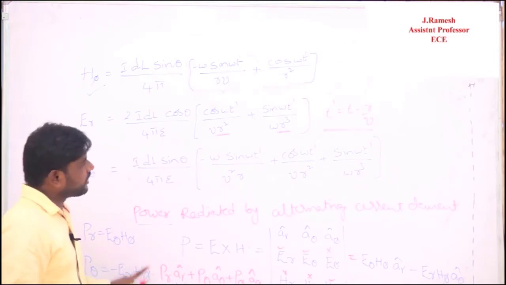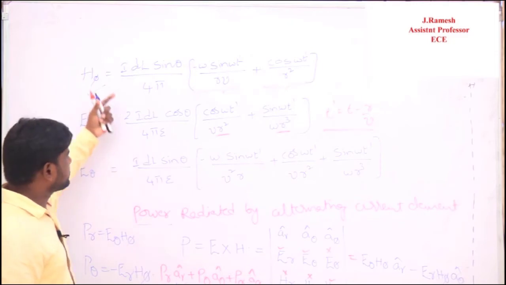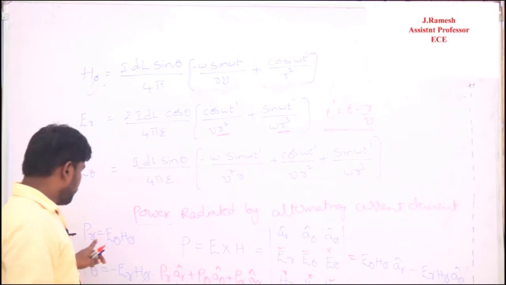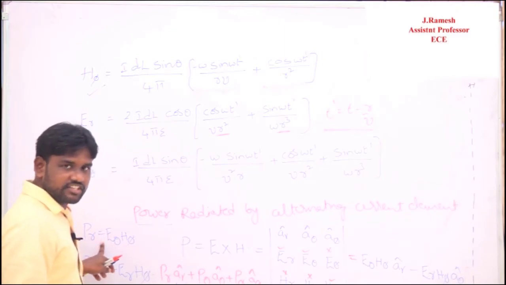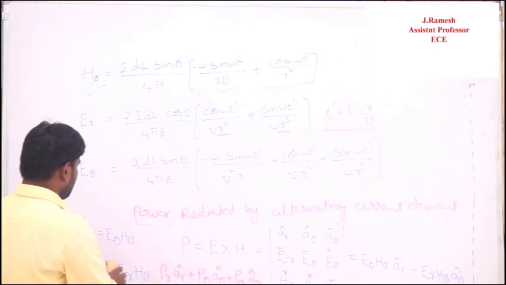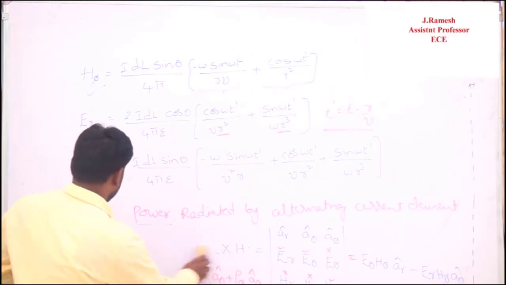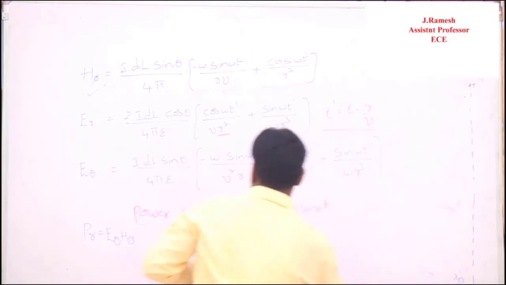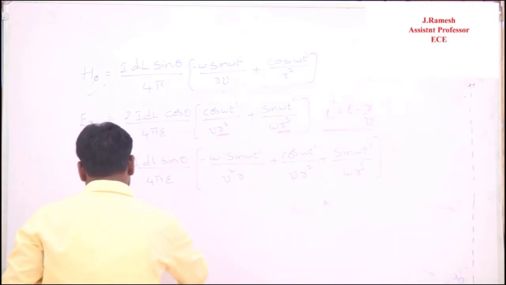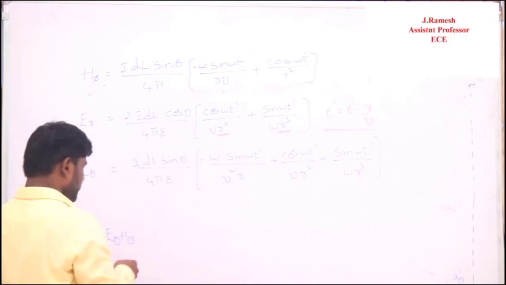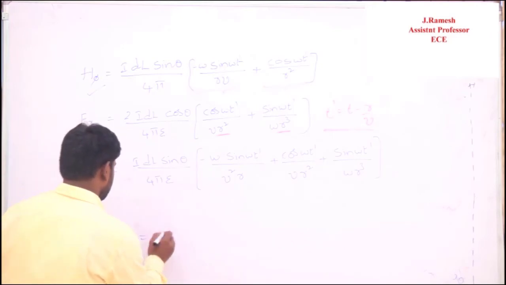To simplify this PR and P theta, we need E theta H pi components and ER and H pi components. So I already have them on the board. So I am going to use these two equations and I am going to calculate what is the power radiated in the direction of R, what is the power radiated in the direction of theta. So now I have my formula, PR is equal to E theta into H pi. So just I am substituting both equations at a time.